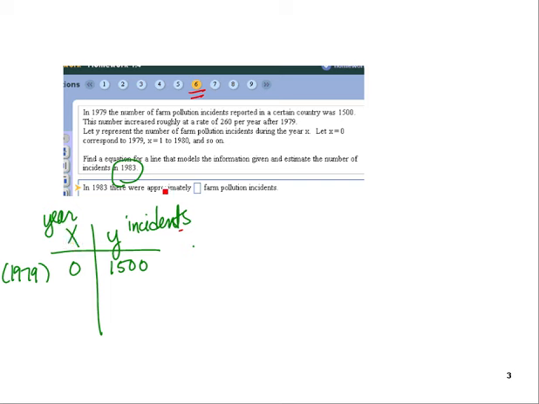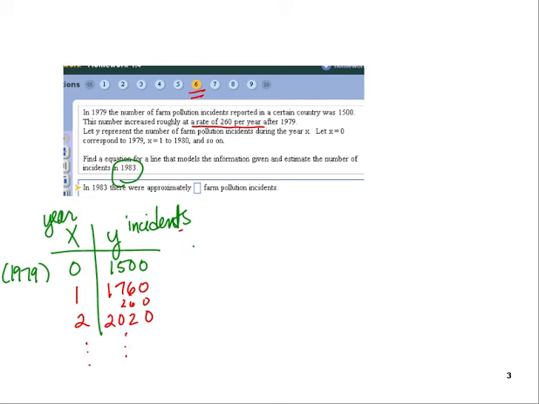We've got to get the equation of the line that models the information and then estimate the number of incidents in 1983. So what I would suggest is that you actually get a feel for some ordered pairs that this is representing. So we know that the initial value, when x is 0, there were 1,500. Then we know that it increased at a rate of 260 per year. So that means in the next year it was 1,760, right? I just added 260 to that. I could continue if I add 260 to 1760. I get 2020, and I can continue in that pattern.